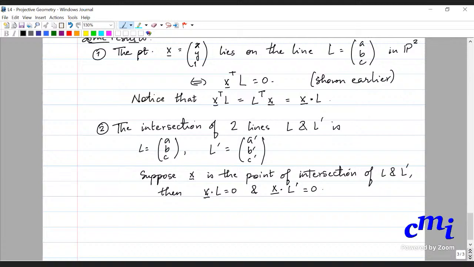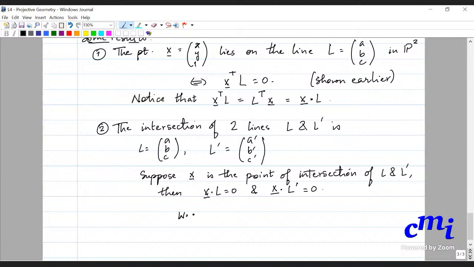So I want to get X, and X is to be a vector. Do you know a vector which satisfies both these things? The only information is L and L prime. Using L and L prime, do I know a vector which satisfies both these things? L cross L prime. That's right, L cross L prime.